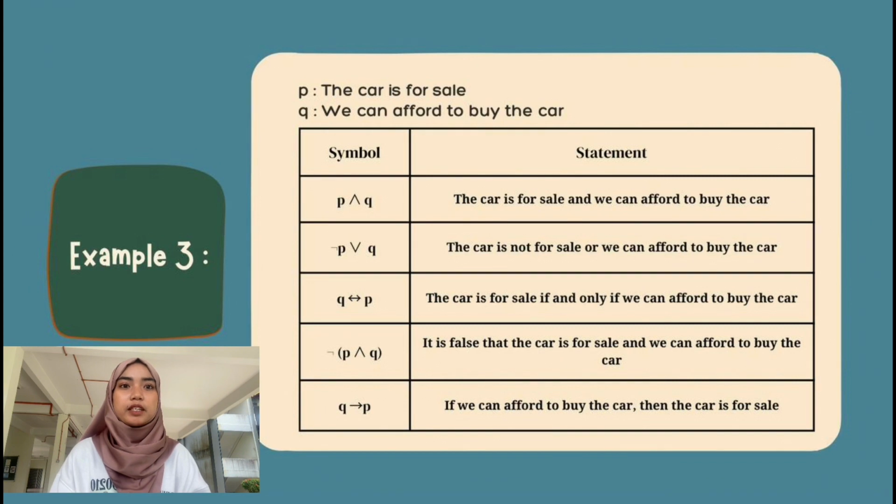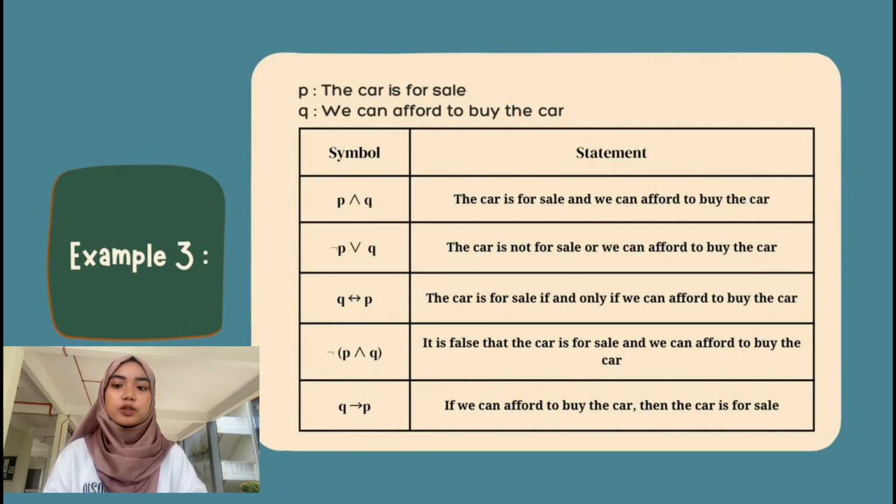From the statement, we need to create sentences based on the symbols given. The first symbol is P conjunction Q. Conjunction is used for the word and. The statement for that symbol is the car is for sale and we can afford to buy the car. The second symbol is negation P disjunction Q. The negation is not and disjunction is or. The statement for that symbol is the car is not for sale or we can afford to buy the car.